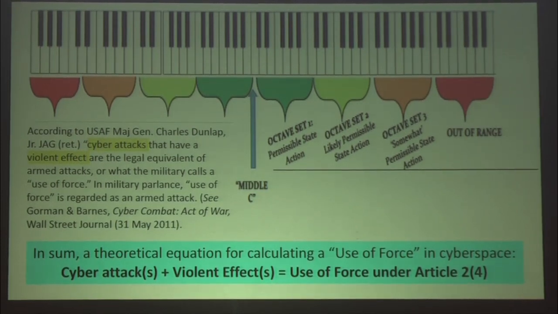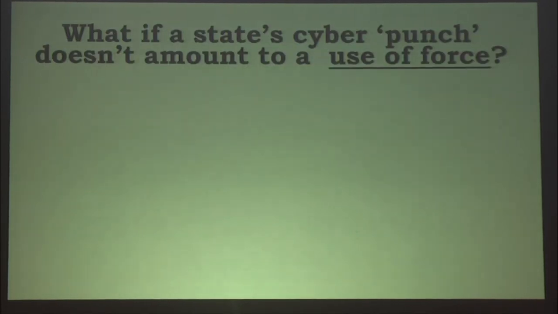In sum, an equation, if you will, which I developed for putting all of these doctrines together would be a cyber attack, think a hostile cyber act, that produces violent effects, think death, damage, high-level destruction, equals a use of force under Article 2.4. But what if a state's cyber punch doesn't amount to a use of force?